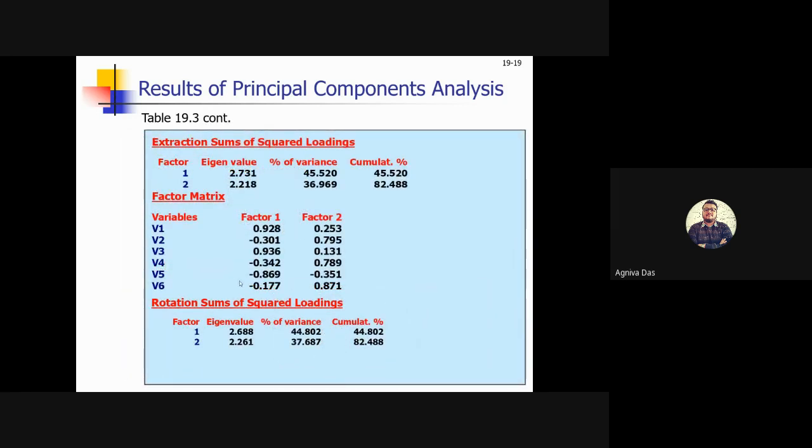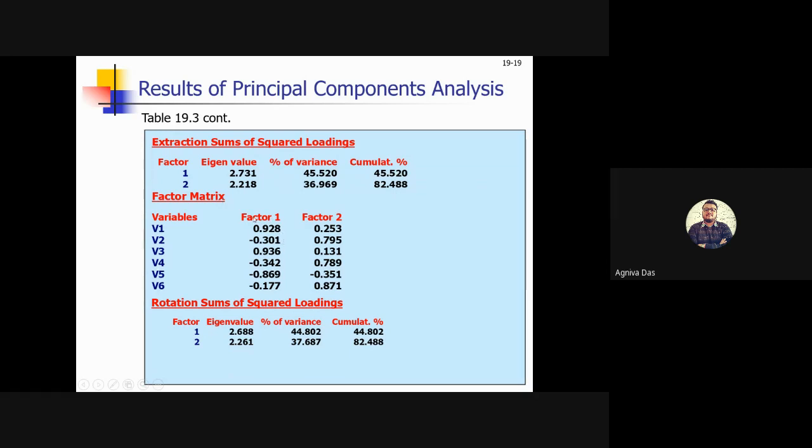Now here are the extraction sums of squared loadings. So what this tells you is that, let's say we have taken only 2 factors, right? We're having 82%. So you have 82% of the cumulative loadings, and again, because we have taken only 2 factors, that is what it will take. Now here is the factor matrix.